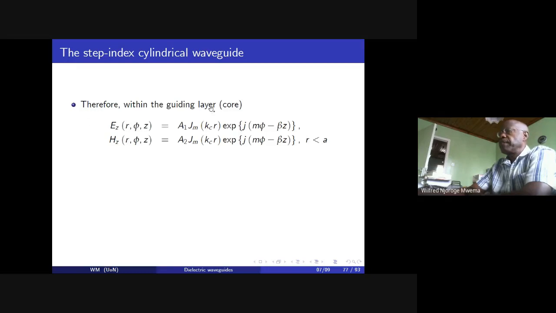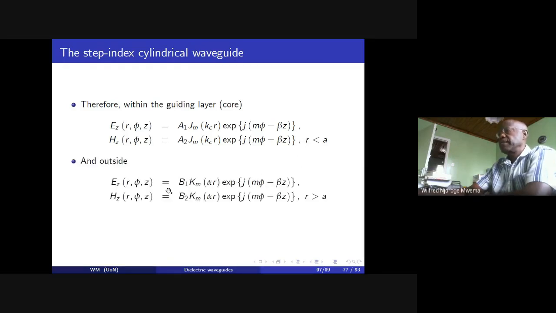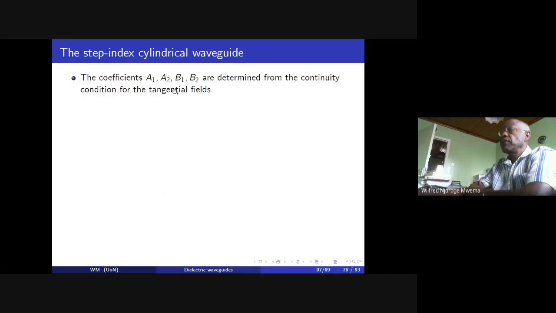So, within the guiding layer, that is the core, you can write that the Ez is going to be given by that multiplied by the Bessel function of the first kind and multiplied by the angular function there, and the Hz is going to be given by that value for r less than a. And outside the core, you must have those expressions there varying by that alpha r. So the coefficients A1, A2, B1, B2 are then determined from the continuity condition for the tangential components of the fields.